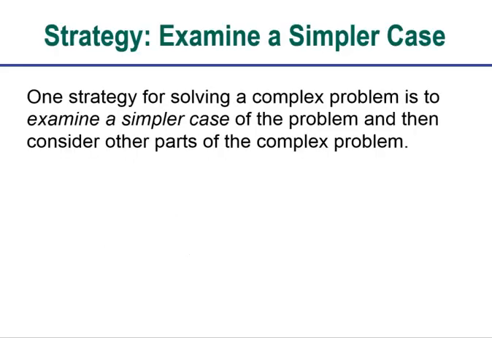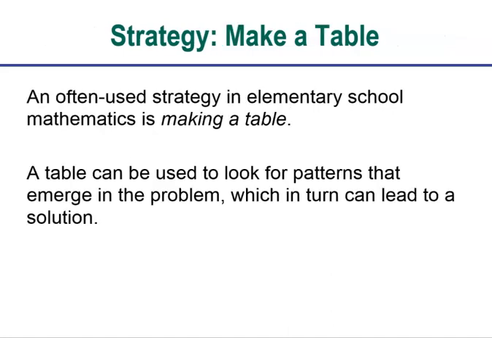Now, one thing we mentioned in the first video are different types of strategies. And of course, you use different strategies for different problems, and your strategy could be different than my strategy, and we might even use more than one strategy to solve a problem. But I want to remind you, looking at a simpler case of a problem is often a good way to go. Another method for solving a problem is making a table. An often used strategy in elementary school mathematics is making a table. A table can be used to look for patterns that emerge in the problem, which in turn can lead to a solution. So if you feel kind of overwhelmed by your problem, see if you can organize the information and glean a pattern from it.